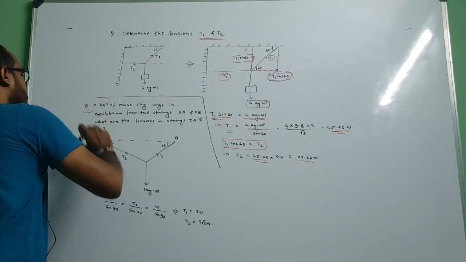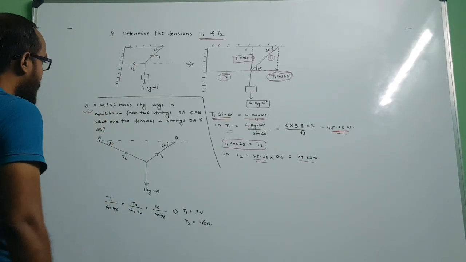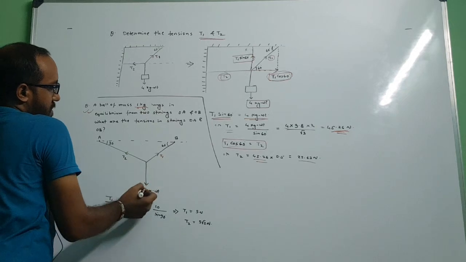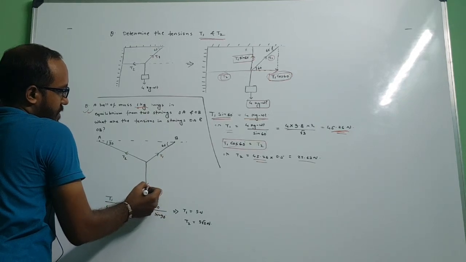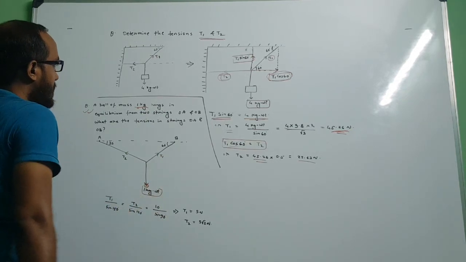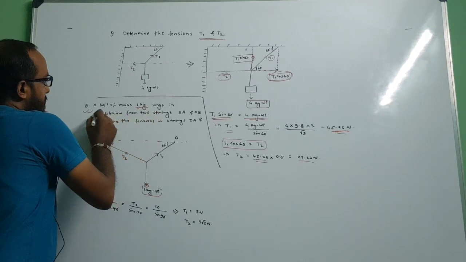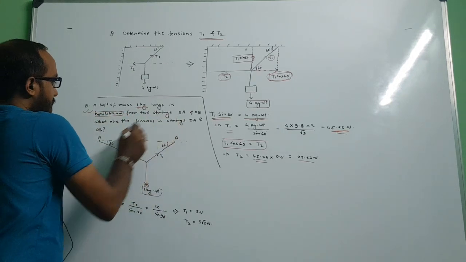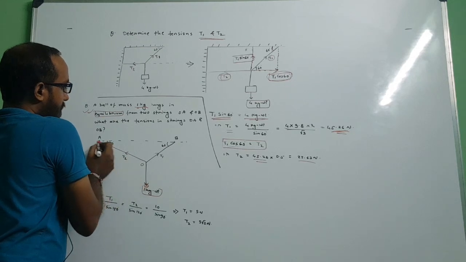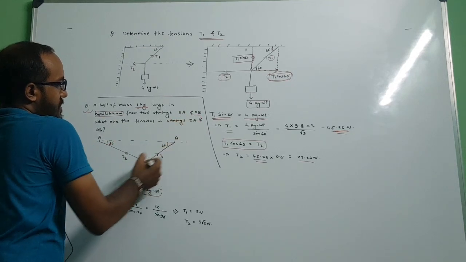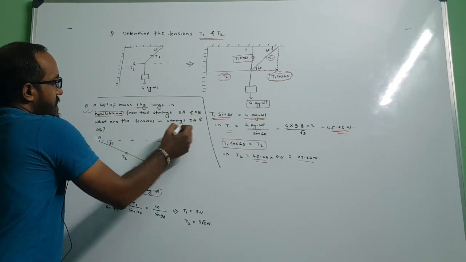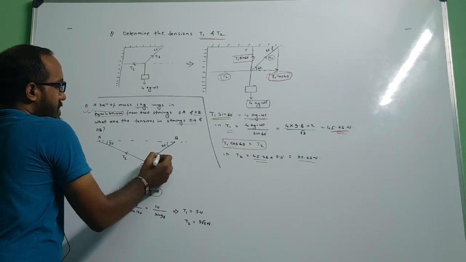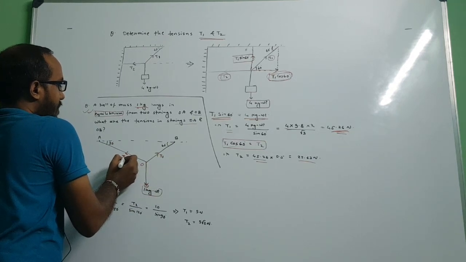Let us see one straightforward question from Lami's theorem. A ball of mass 1 kg, so 1 kg weight, is attached, and it is given to be in equilibrium. In this question it is given that the system is in equilibrium from 2 strings, OA and OB. What are the tensions in strings OA and OB? You have to find the tensions, that is T1 and T2.